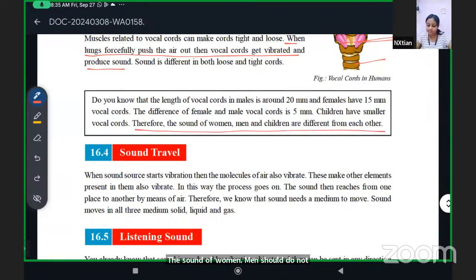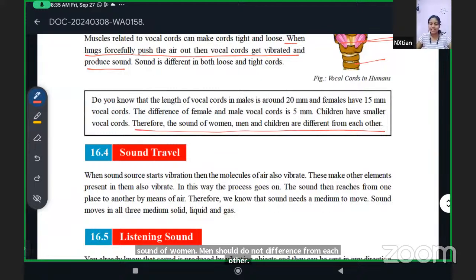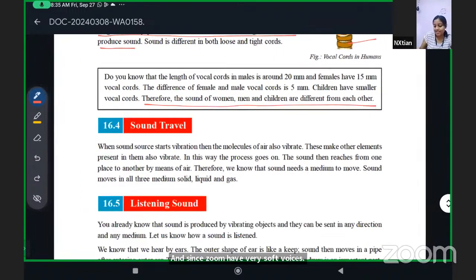Basically, the difference in voices is because of the different lengths of the vocal cords and different vibrations taking place. So, there are different lengths and different sizes of the vocal cords. Therefore, men have a very deep, heavy voice, but females have softer voices compared to them. And children have very soft voices because they have small vocal cords.